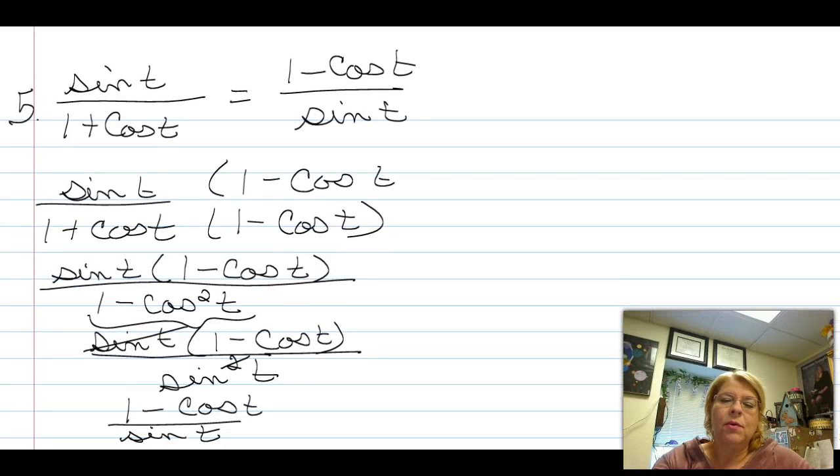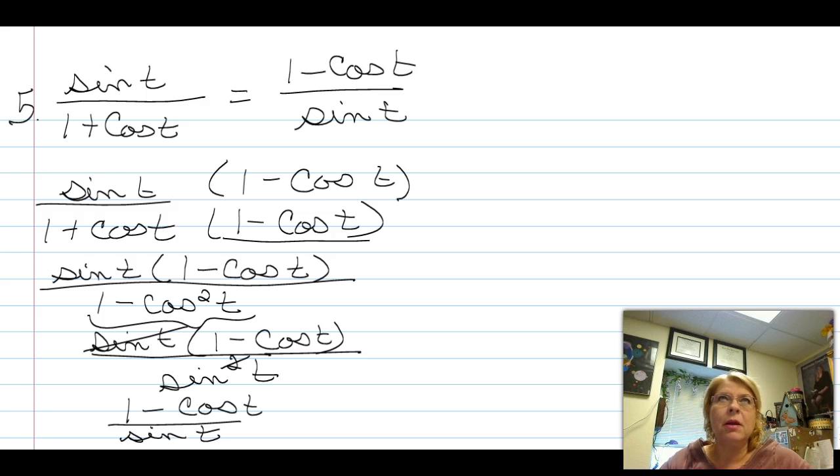Number 5. We've got sine t over 1 plus cosine t equal to 1 minus cosine t over sine t. One of these looks harder than the other. The problem is I've just got to work one side. So I've been working the left. I'm going to continue working the left. I'm going to do sine t over 1 plus cosine t. To make the denominator become sine t, I need to multiply by 1 minus cosine t. That's going to give me the 1 minus cosine squared t.